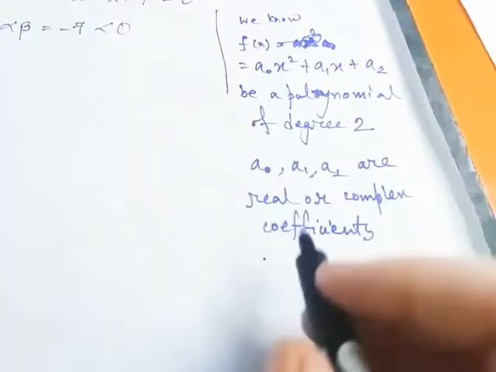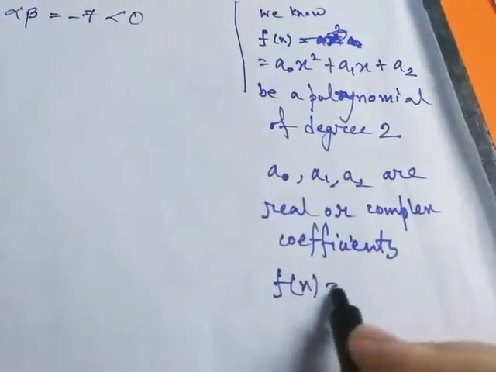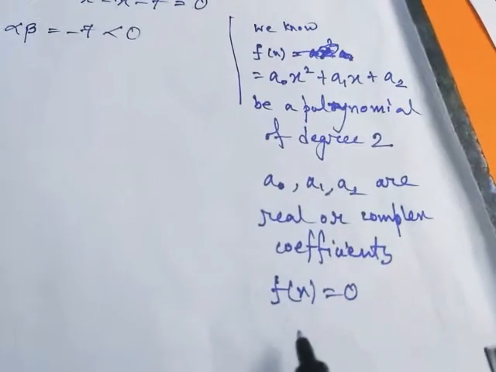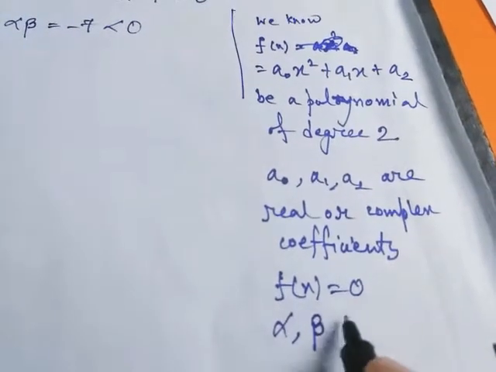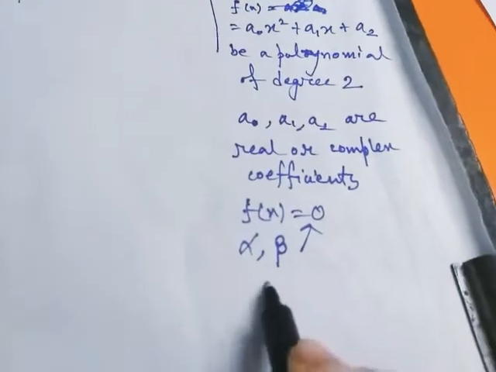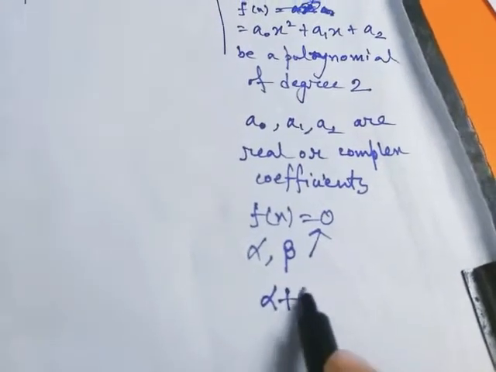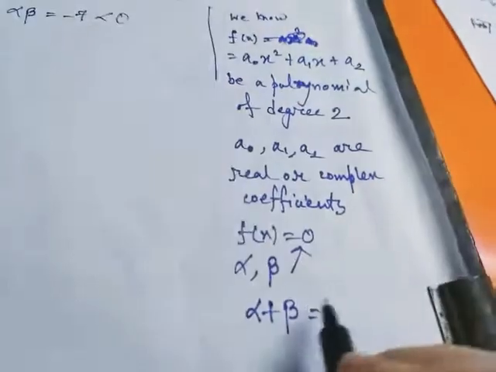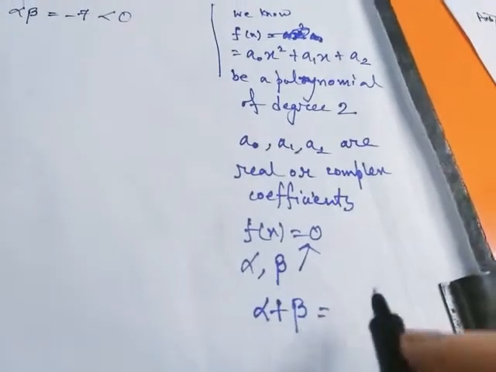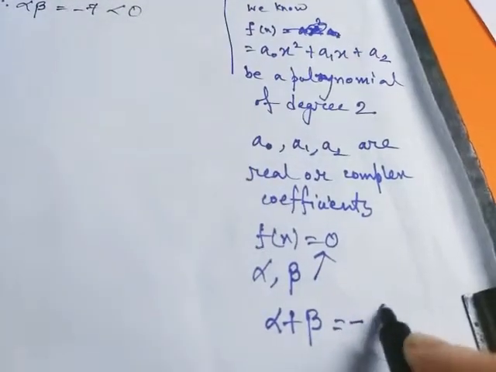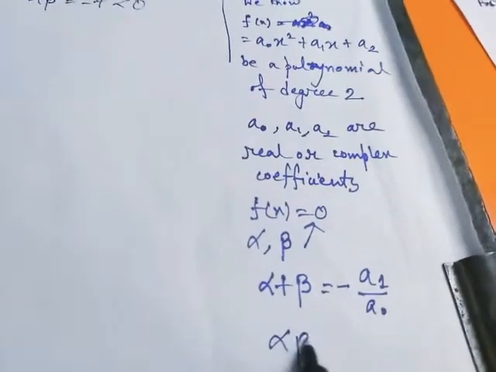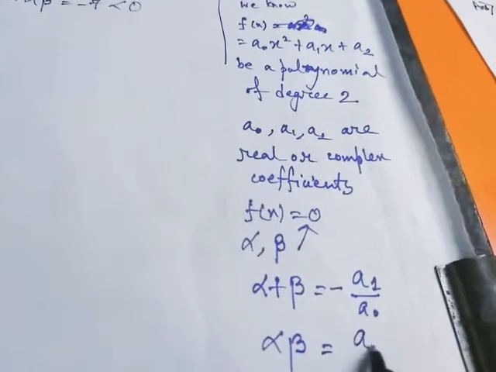Then the equation f(x) = 0 has at most two roots. Let alpha and beta be the roots of the equation f(x) = 0. Then, by the relation between roots and coefficients, alpha plus beta, the sum of the roots, equals minus a1 by a0, and the product of the roots, alpha beta, equals a2 by a0.